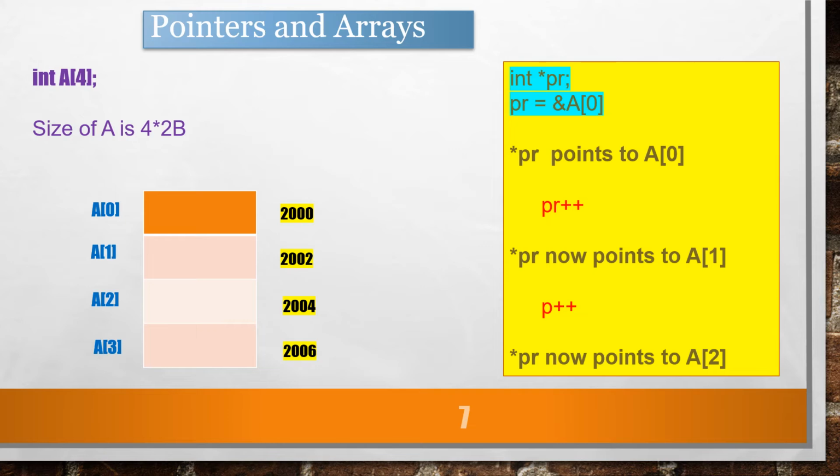If I once again increment pr++, from 2002, the address will be incremented to 2004. So if I say *pr now, we'll be making use of the pointer to point to the third member of the array, that is, we'll be now pointing to A2.